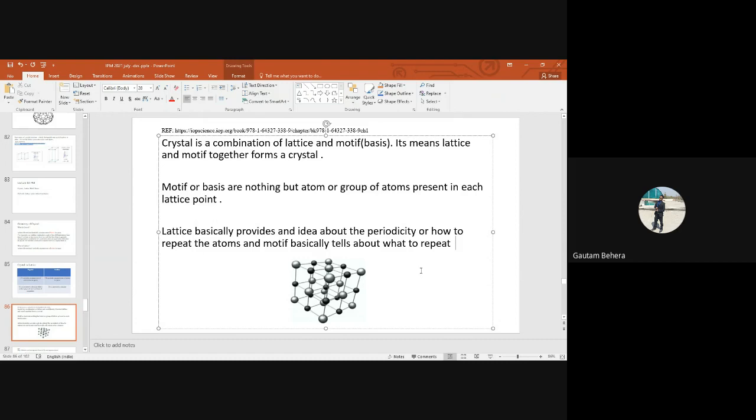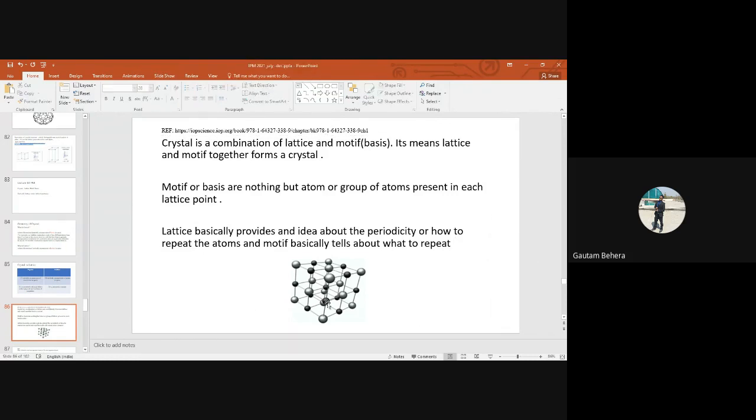Suppose I am saying this is a crystal of copper, for example. That means there will be a lattice of copper, then copper atoms will be sitting at the lattice points. So these copper atoms are nothing but the motif or basis, right? And the three-dimensional arrangement of points for copper is nothing but the lattice of copper, right?